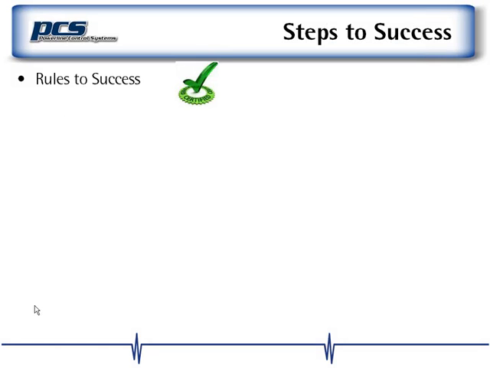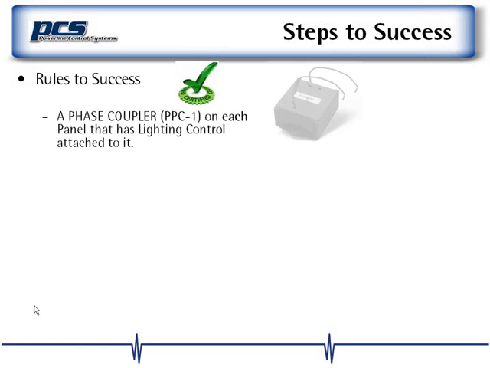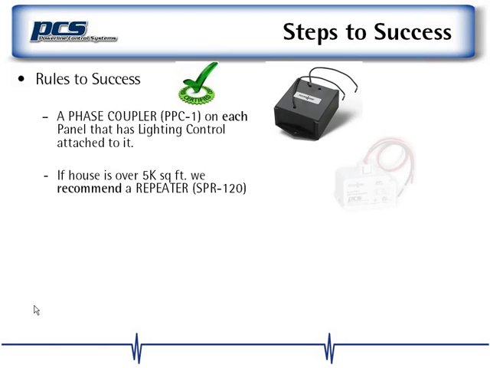That being said, the rules to success. We recommend a phase coupler on every electrical panel that is in your house, and this goes phase to phase. That enables the signal to cross over. It's Ohm's law. A signal going down copper, as we all know, in any kind of situation, that signal gets smaller.